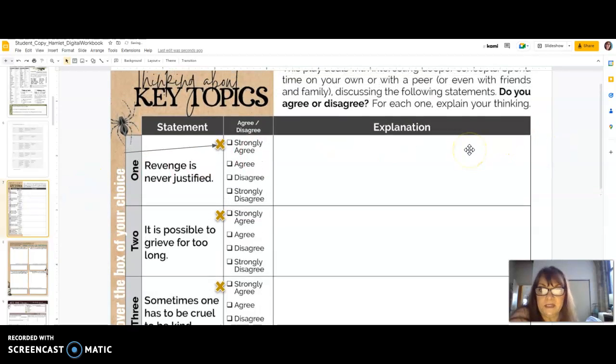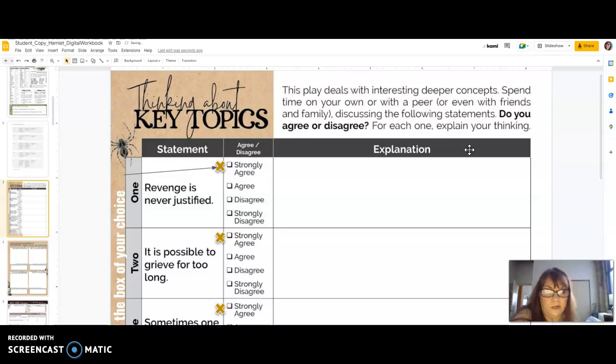All right, now we're moving into some more stuff. Thinking about key topics. This play deals with interesting, deeper concepts. Spend time on your own or with a partner if you want to. You could even do this with your friend at home or your sister or brother or mom or dad. Discuss the following statements. Do you agree or disagree? For each one, explain your thinking. So here's the first one. Revenge is never justified. You're going to say whether you strongly agree, disagree, or strongly disagree.